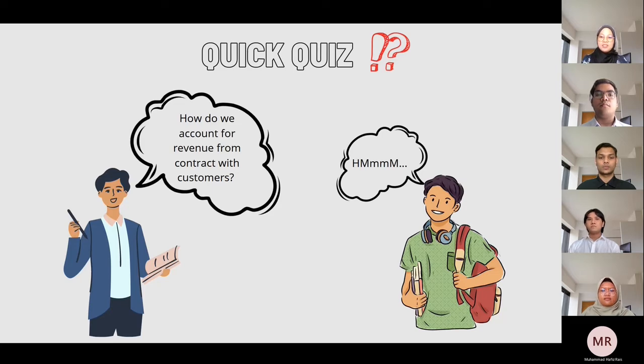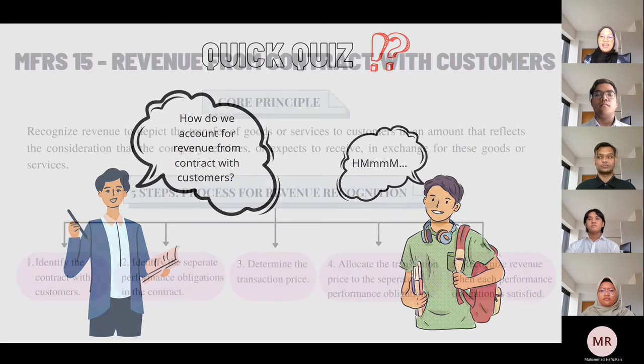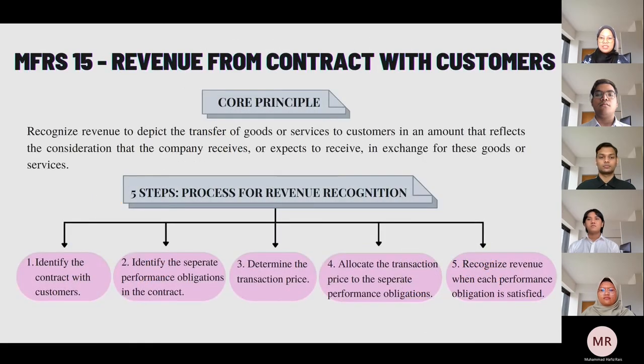I got an idea. To make it creative, we can think about MFRS 15, which is 1 and 5. The 5 at the back stands for the 5-step model. There is a core principle for MFRS 15, which is to recognize revenue to depict the transfer of goods and services to the customer in an amount that reflects the consideration that the company receives or expects to receive in exchange for these goods and services. MFRS 15 also consists of the 5-step model. Let's continue with the 5-step model.